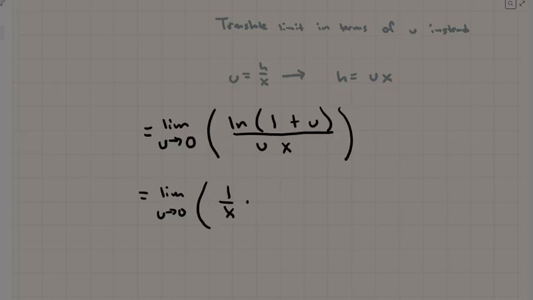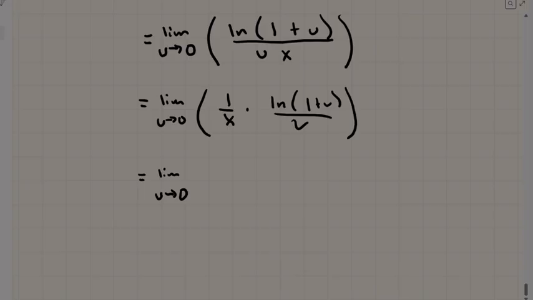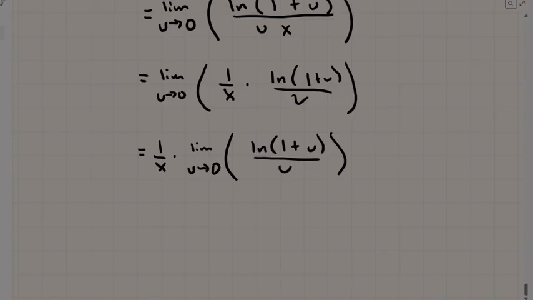So with factoring out that 1 over x, then we would have ln of 1 plus u over u. And now that 1 over x is not really dependent on our h going to 0, right? Because the u going to 0, we replaced it just because h is going to 0. And so actually, that 1 over x is happening independently of all of that. So we can pull it out, and that simplifies the expression.